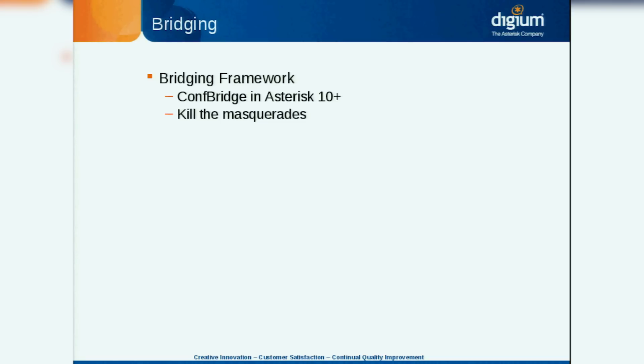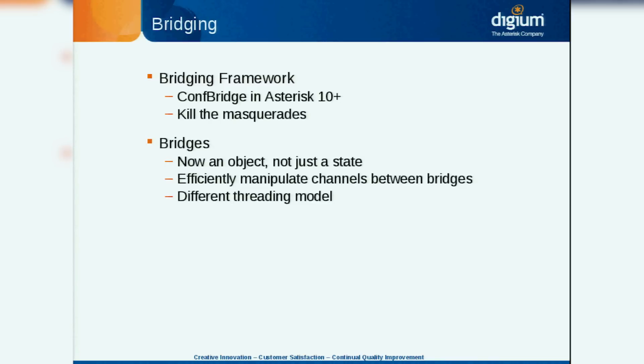So what do we have to do to go apply the bridging framework? And why is it a thing? Well, in previous versions of Asterisk, for two channels to be in a bridge is really just a state. There's no object that is the bridge. Channels just happen to be talking to each other. That's why we have to use a masquerade in order to steal it, because there's a single thread that is servicing both of those channels.